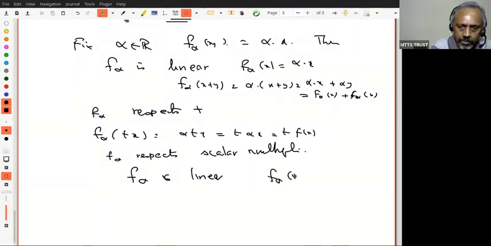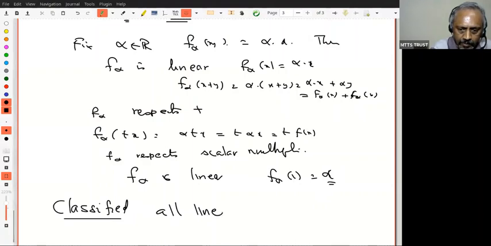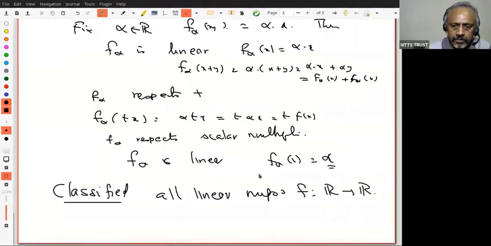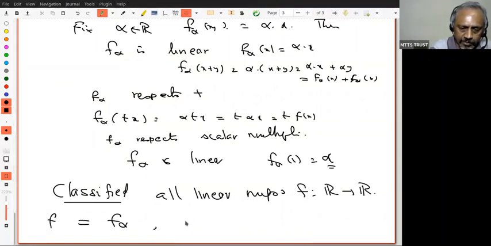Now, what is f alpha at 1? That is 1 times alpha. Therefore, we have classified all linear maps from R to R. What do I mean by that? We say that any linear map f from R to R is of the form f alpha, where alpha is f at 1.